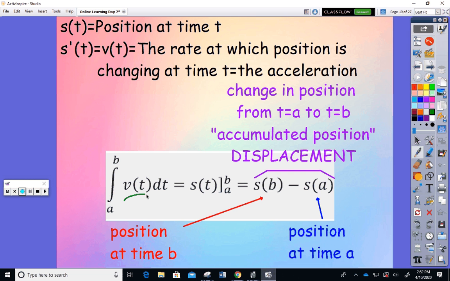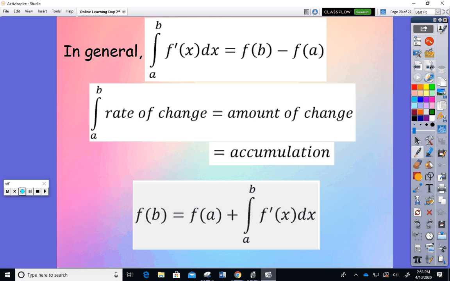So if I integrate velocity, I get position, and this would give me the accumulated position, the difference between my position at time B and my position at time A. We call accumulated position displacement. So displacement is just the difference in where you were and where you are now. It's not necessarily how far you've traveled, which we'll talk about in the next video clip. But you've heard position or displacement from when we talked about particle motion in the derivatives half of this class. So we're going to circle back to those ideas.